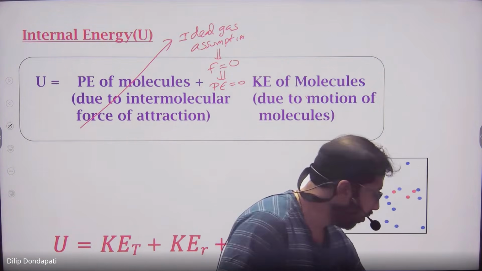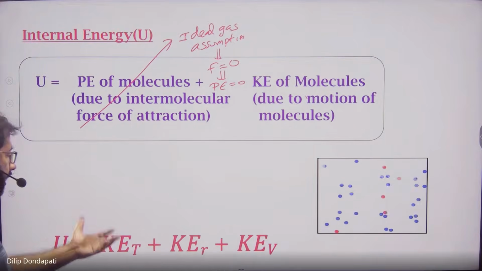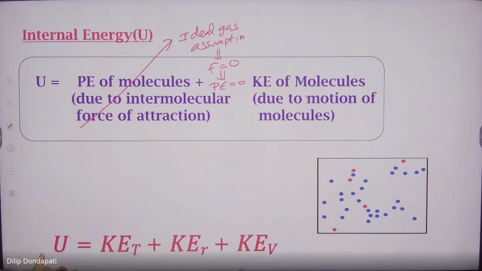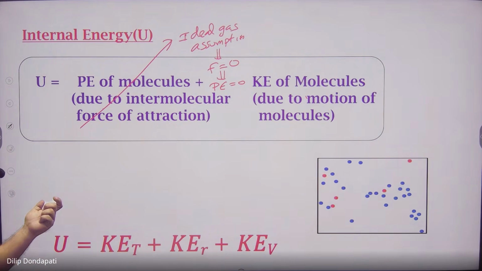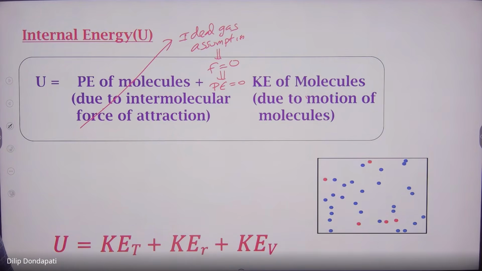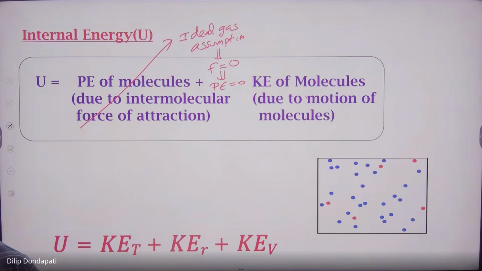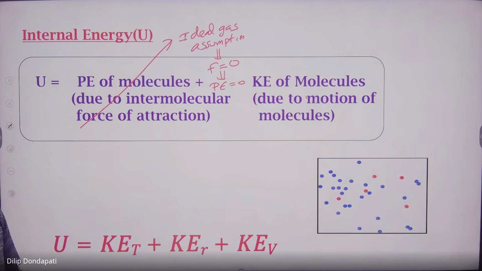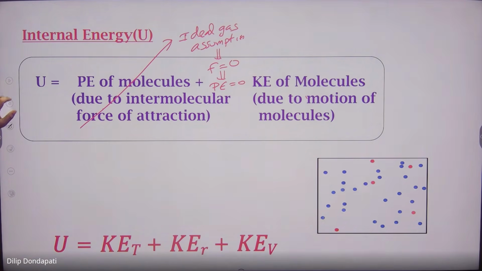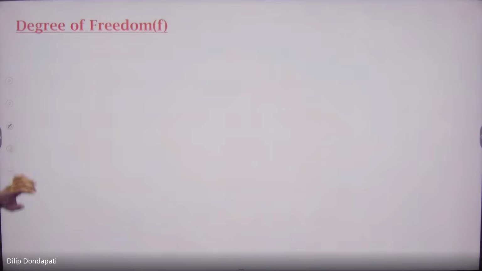Now, to understand the kinetic energy of the molecules, we need the kinetic energy formulas, and only then can we get the internal energy formulas. To get the kinetic energy, you have to learn about degree of freedom. I told you that in kinetic theory, in EAMCET they'll give it in the book, but we are learning in thermodynamics what degree of freedom is. Okay, let's learn degree of freedom.